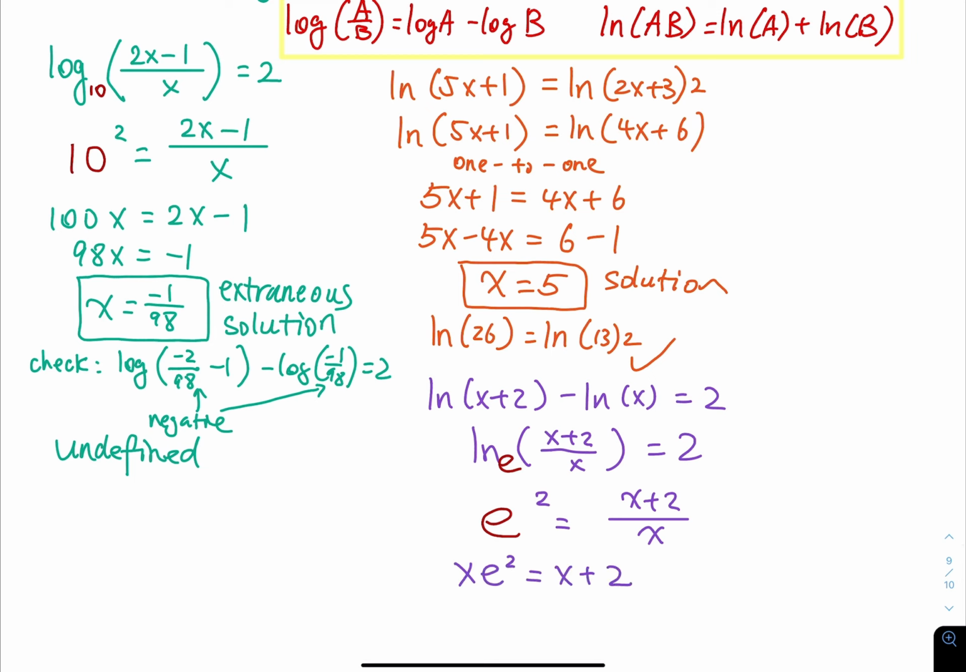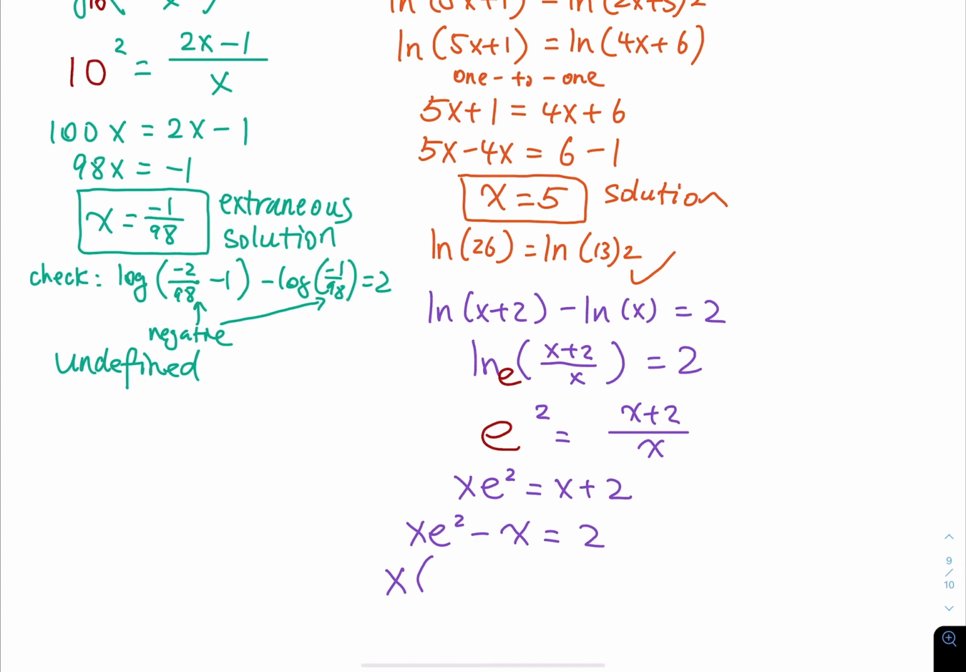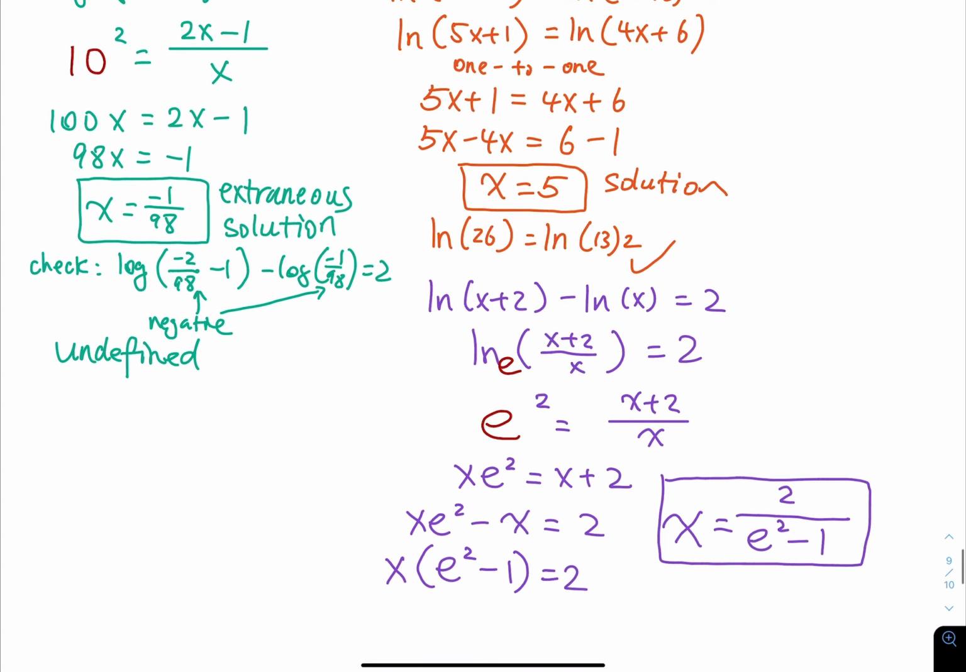And then I will move all the x to the left side and factor out the x. So that will be x e squared minus x equals 2. And then you factor out the x. This will be x(e squared minus 1) equals 2. So x is equal to 2 divided by (e squared minus 1). That is the exact value. But is that going to work? I will just use the approximation. So this is approximately equal to 0.31.